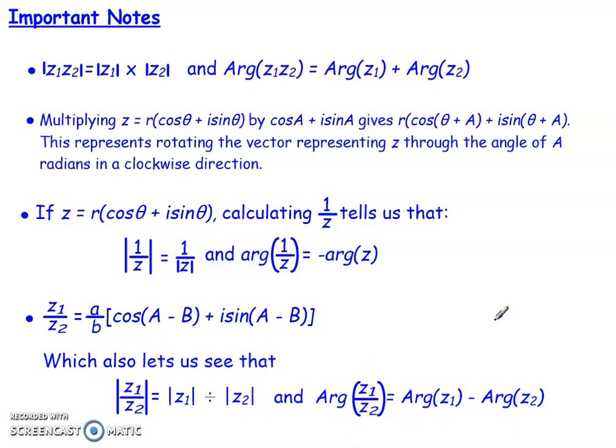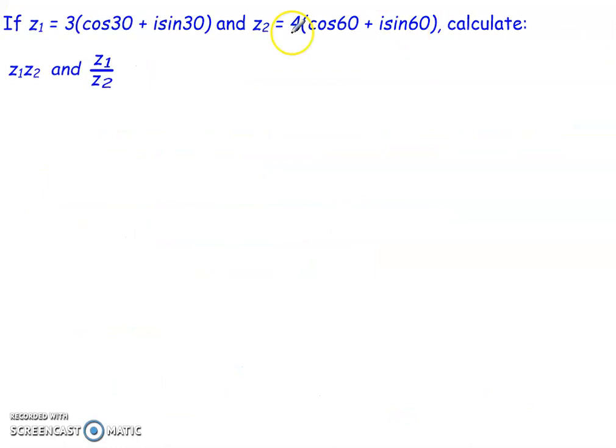Now, that's a lot of information to throw at you and a lot of different identities, and you're probably saying, well, why bother? What are they going to be used for? Well, I'm going to show you an example of a question just now and how they can come in handy and help our lives a little bit. Let's imagine I've got two complex numbers, z1 and z2, written in polar form. I've got z1 equals 3 (cos 30 plus i sin 30), z2 is 4 (cos 60 plus i sin 60), and I want to calculate z1 z2 and z1 over z2.